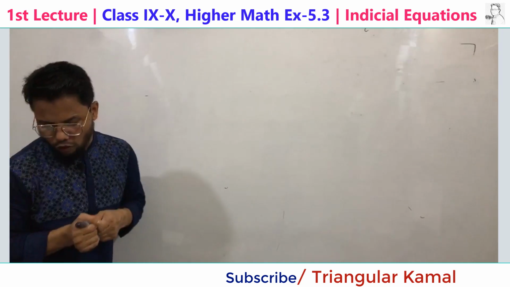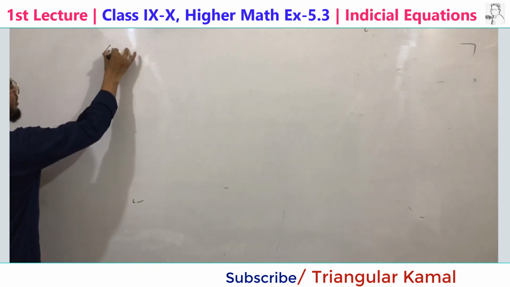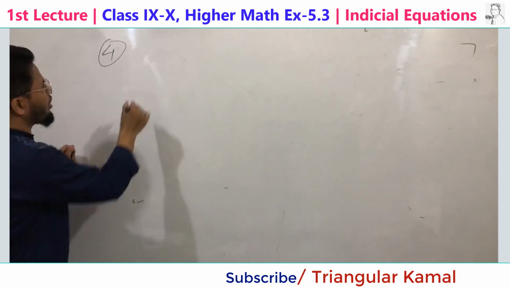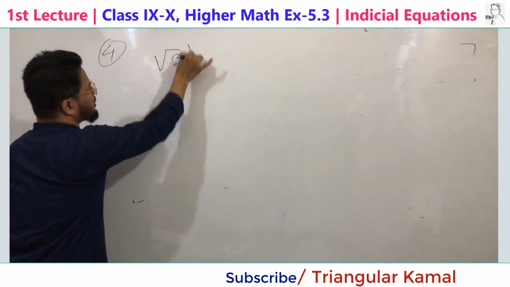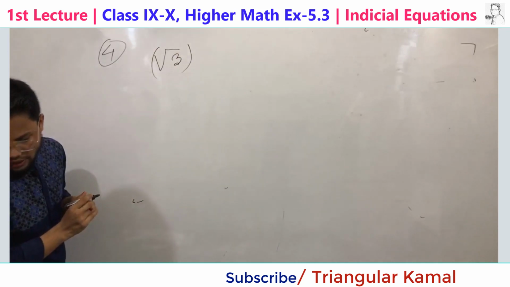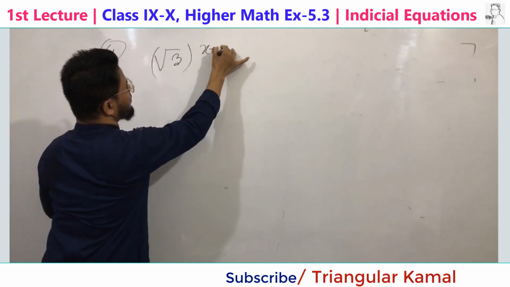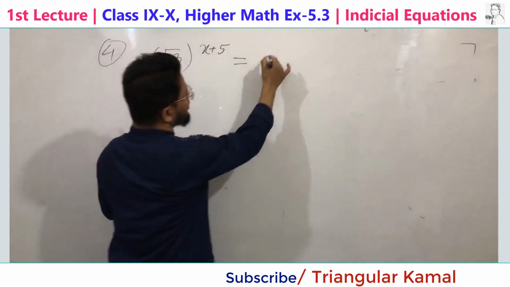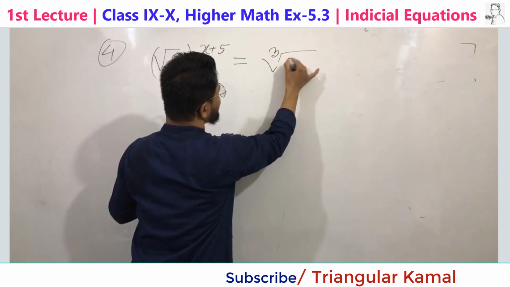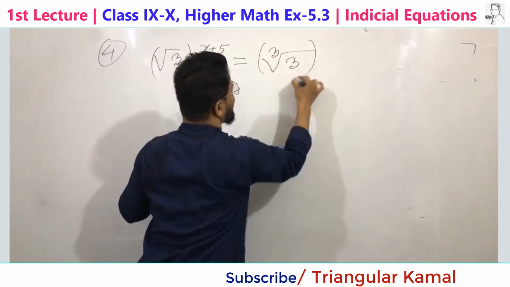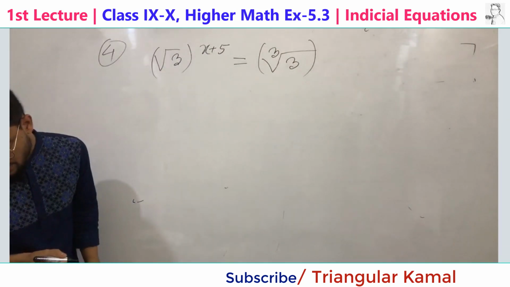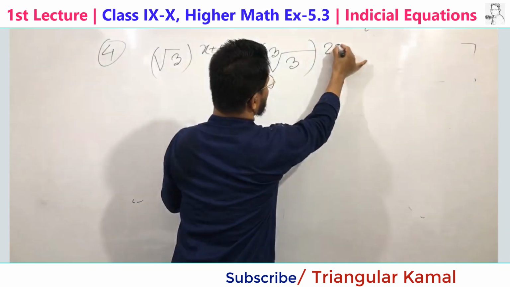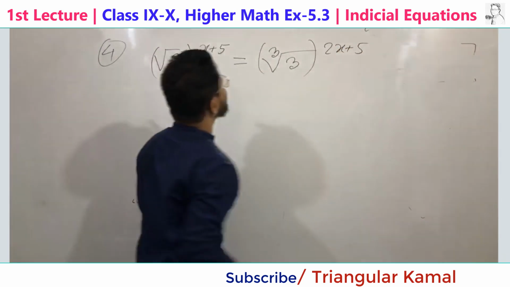Question number 4. This is the next one. Question number 4. Root over 3 to the power x plus 5 equals 3 over root, and then the power is 2 to the power x plus 5.